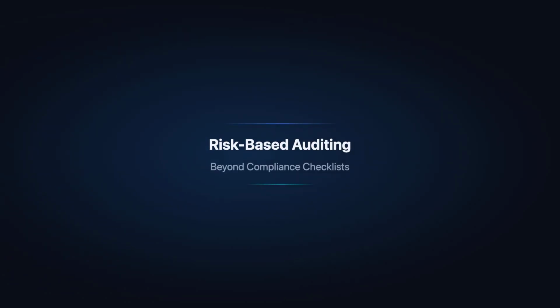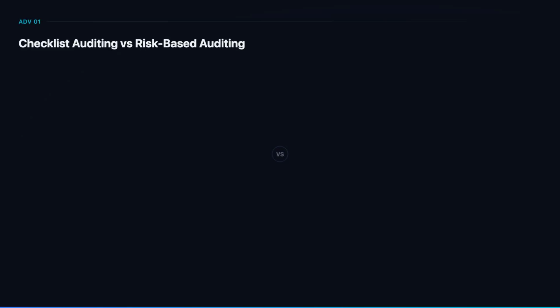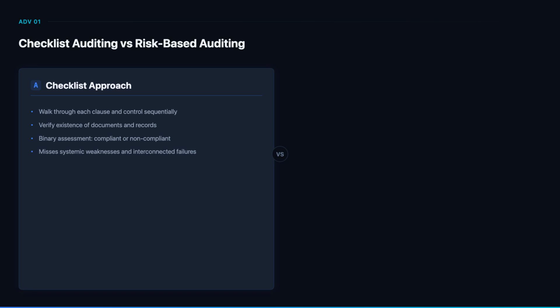Let's start with risk-based audit planning, the approach that separates effective auditors from checkbox auditors. The fundamental shift in advanced auditing is moving from checklist compliance to risk-based evaluation. Checklist auditing walks through requirements sequentially, verifying that documents exist and records are maintained. It produces a binary result, compliant or non-compliant, for each item. While thorough on the surface, this approach misses systemic weaknesses, fails to assess whether controls actually reduce risk, and cannot identify the interconnected failures that cause real security incidents.